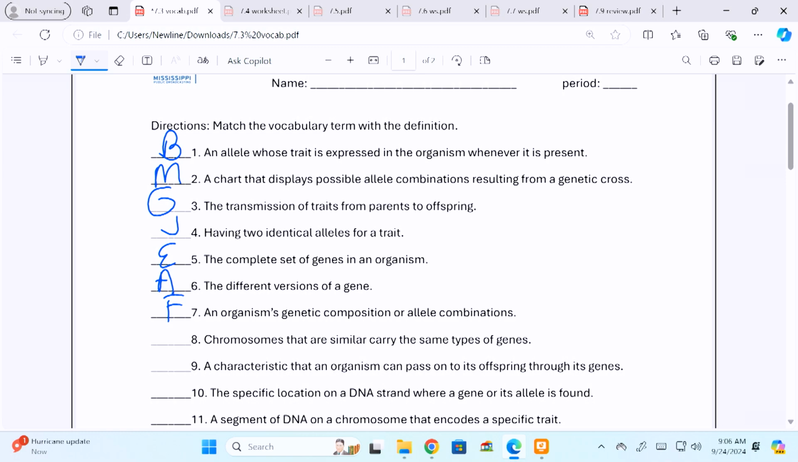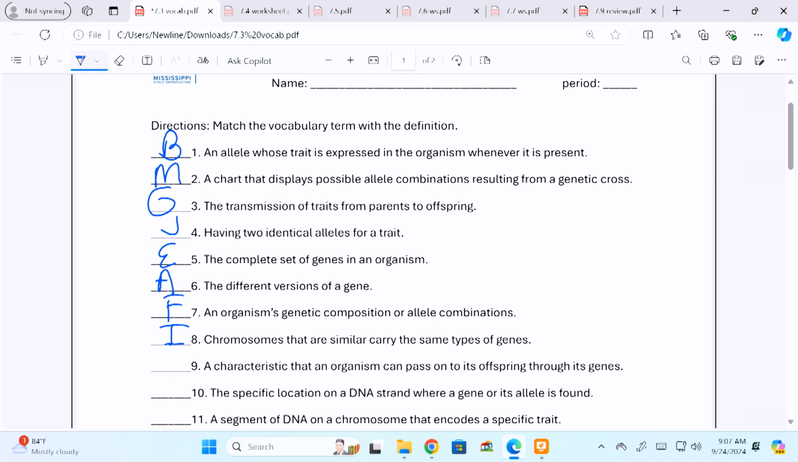That's genotype. All right, number 8 is chromosomes that are similar and they carry the same type of genes. Okay, what are the chromosomes that are very similar? Well, just like we talked about earlier, homo means the same, so homozygous. Here we want to use the term homologous chromosomes. So for number 8, let's go with I here. Homologous chromosomes are those similar chromosomes that carry the same type of genes.